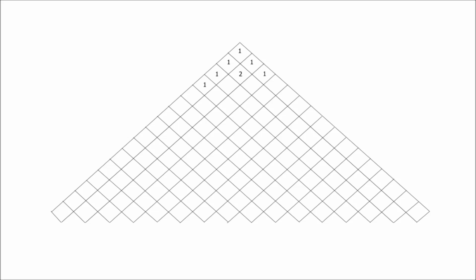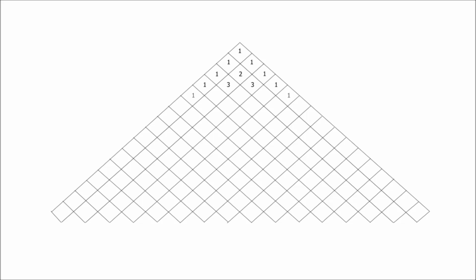On to the next row. And as you can see, the first element is going to be nothing plus 1, which is 1. Then we'll be adding 1 and 2 to get 3. Then 2 and 1 to get 3 again. And then 1 and nothing to get 1. So on to the next row.